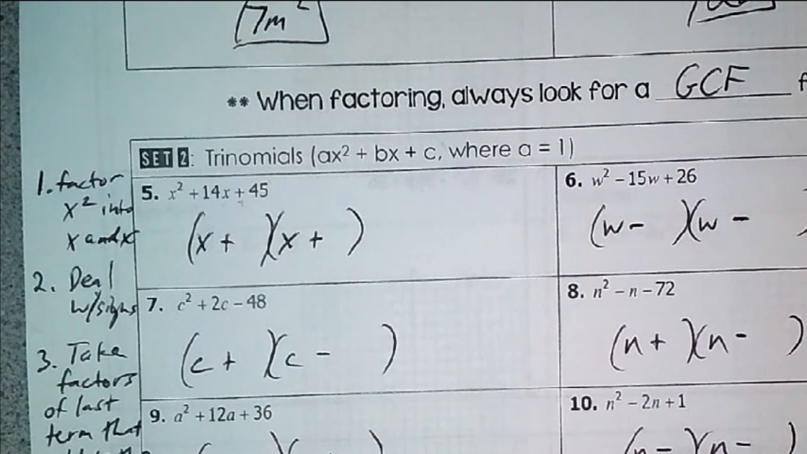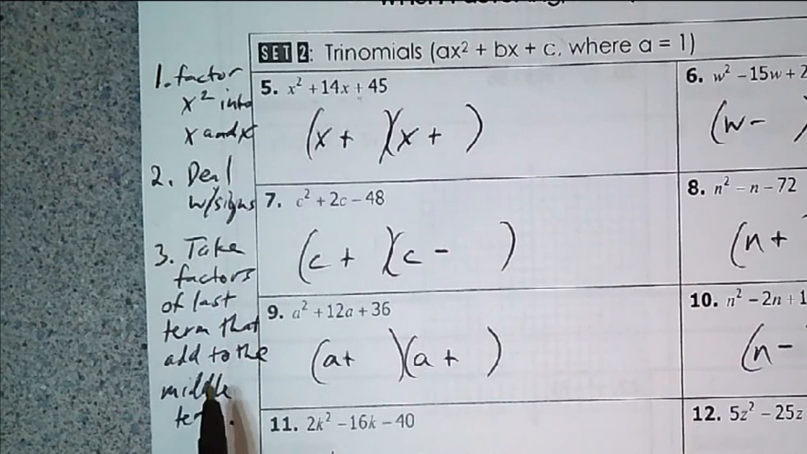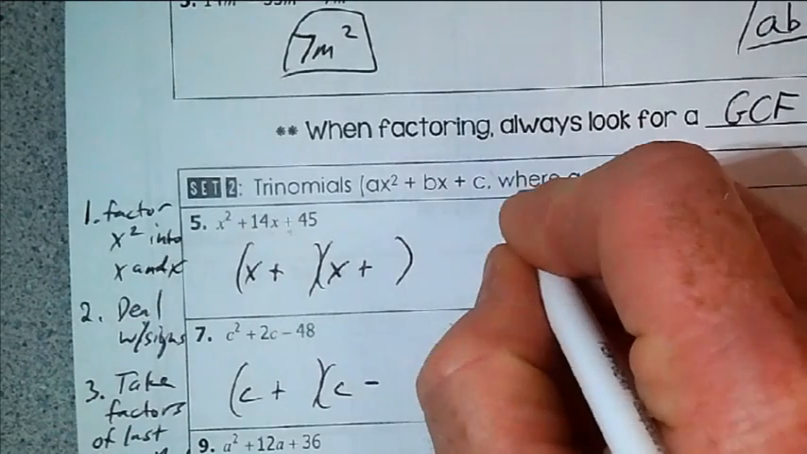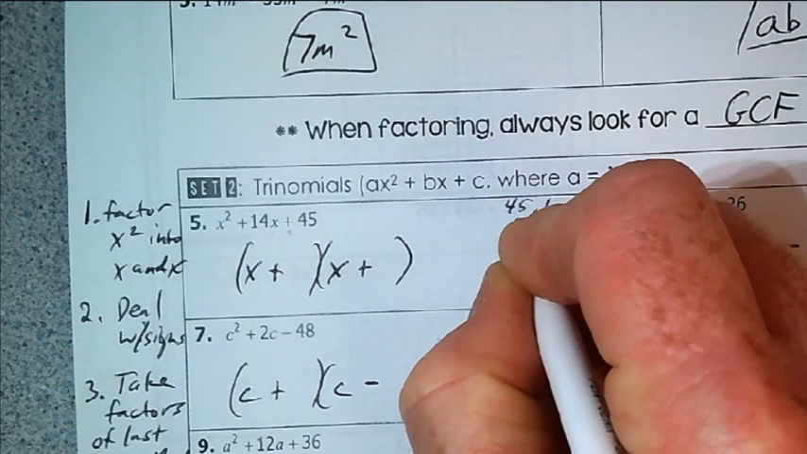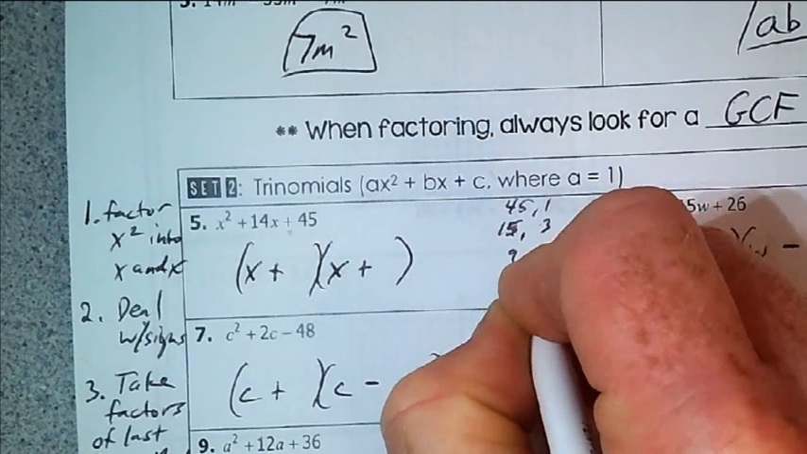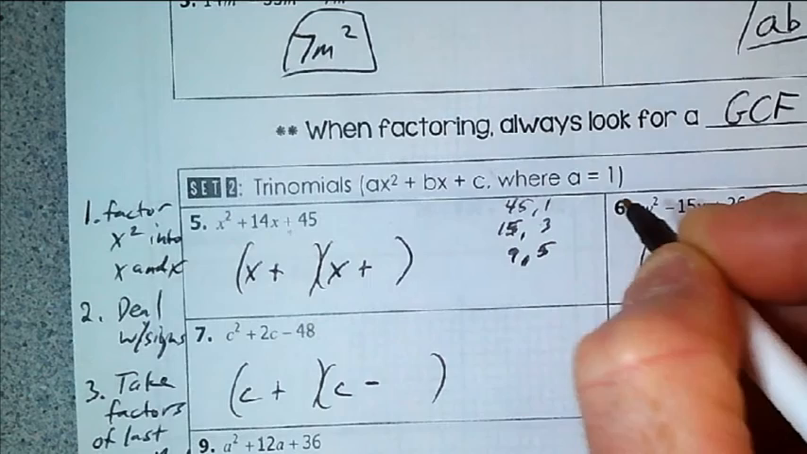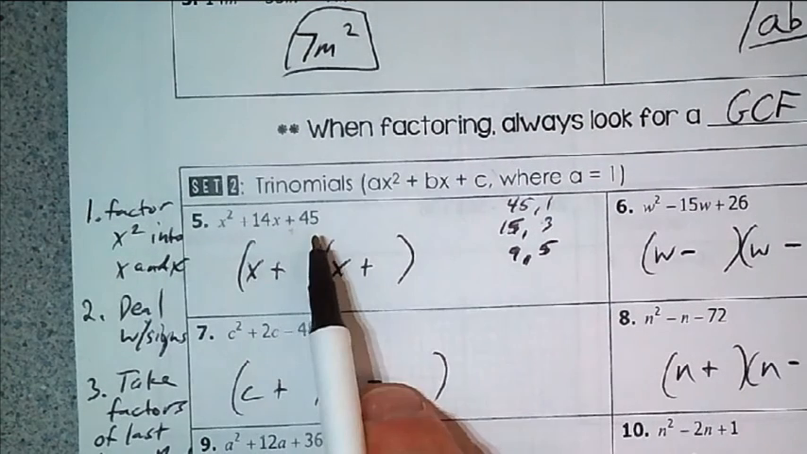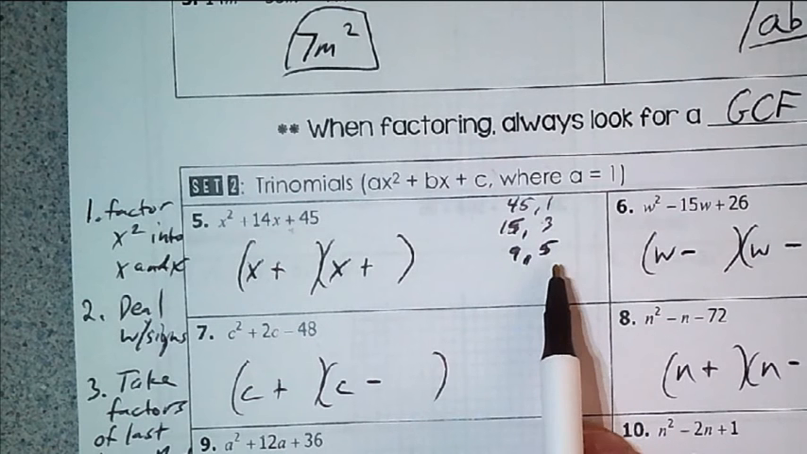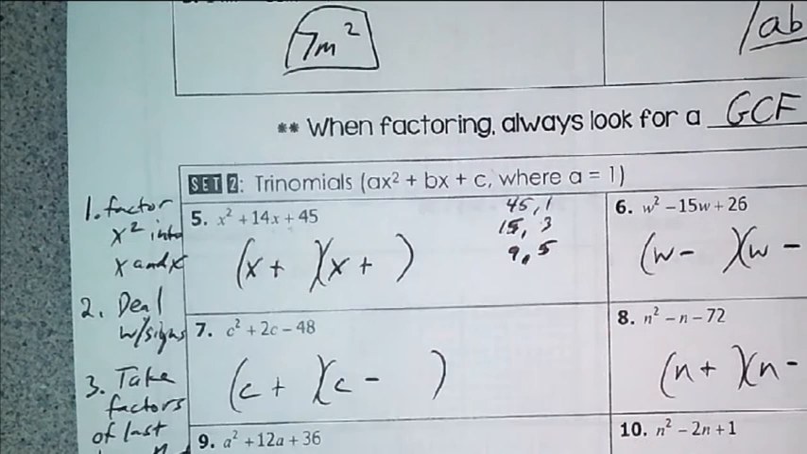So look at the last rule. Take the factors of the last term that add up to the middle term. So let's do that. Factors of 45. Let's list them. 45 and 1. 15 and 3. 9 and 5. Are there any other ones? I don't think so. It's not divisible by 2, right? It's not divisible by 4. It's not divisible by 6, 7, 8, but it is divisible by 9. We're done. These are the 6 factors of 45.